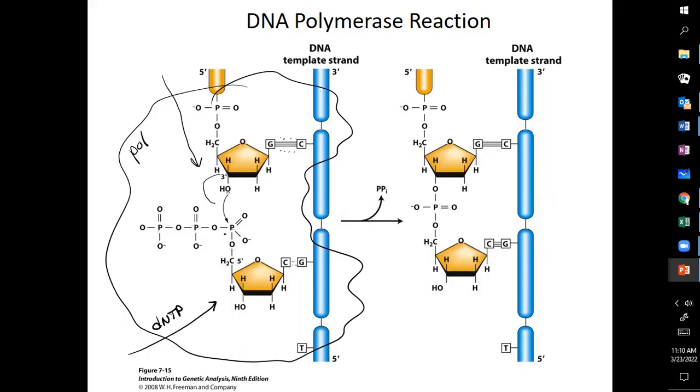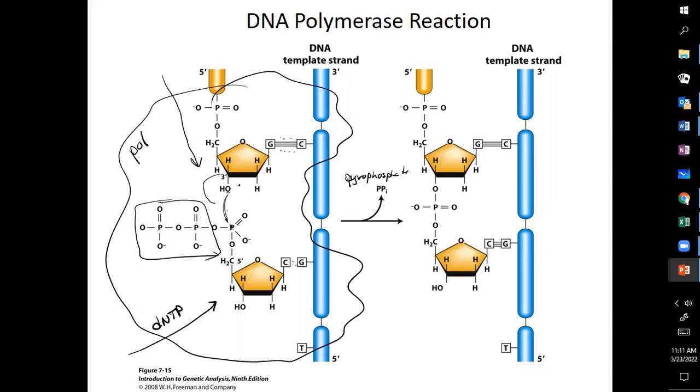And no, we ultimately in the strand will only have one phosphate. But what happens is the electrons on this oxygen attack this phosphorus and form a covalent bond. And these two phosphates leave the molecule. This is called pyrophosphate. This is a super high energy molecule, and it can be hydrolyzed and broken down to generate some additional energy, which helps to power this reaction.